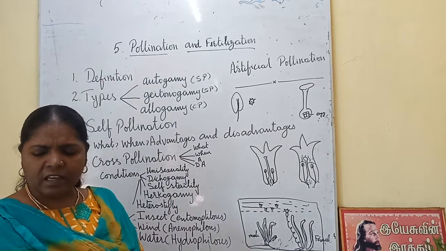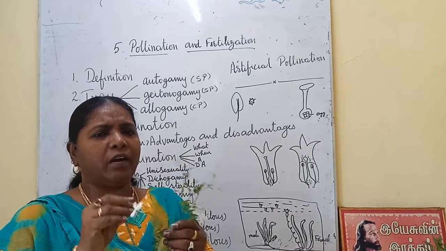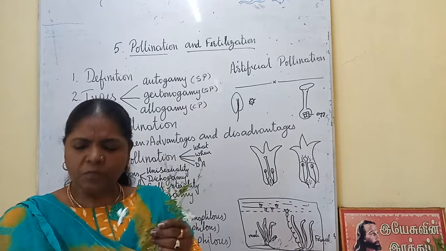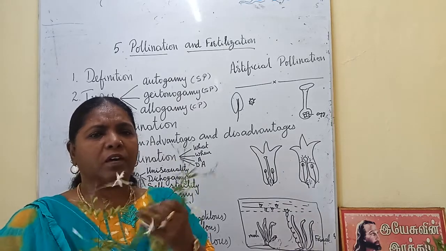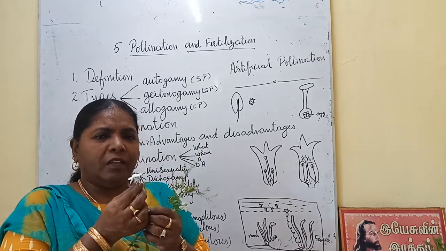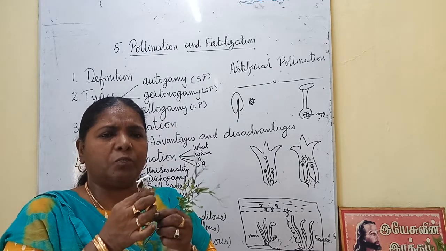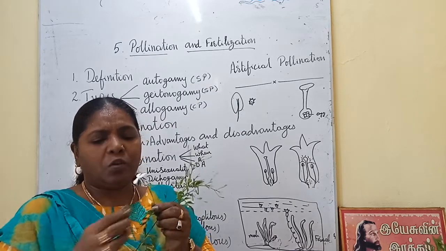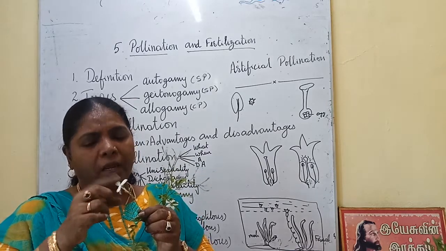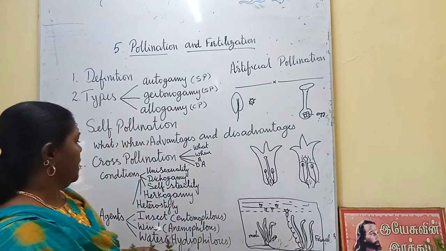Suppose this flower does not have a proper development of the androecium, only the gynoecium is developed, and in that flower both androecium and gynoecium are developed. So if one part, the male part, is not fully developed, it is sterile. So this female part can be utilized by cross-pollination.